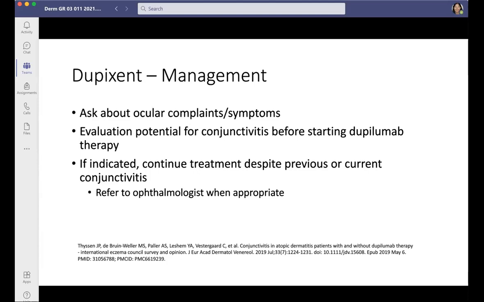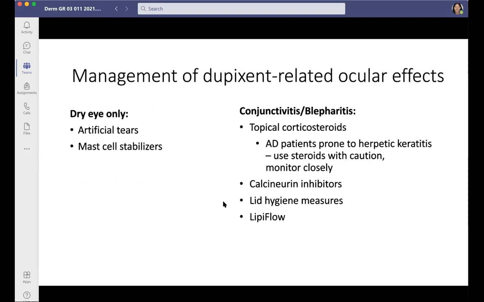And it seems that the consensus guidelines around this say to just continue treatment even if you have previous or current conjunctivitis. In many cases, the conjunctivitis is very mild or time limited and will resolve. And if not, then you can refer to the ophthalmologist, and we're happy to co-manage. But in many cases, these patients can do well on the Dupixent, even if they have conjunctivitis, as long as the symptoms are managed. So if they only have dry eyes and ocular surface irritation, you can prescribe artificial tears.